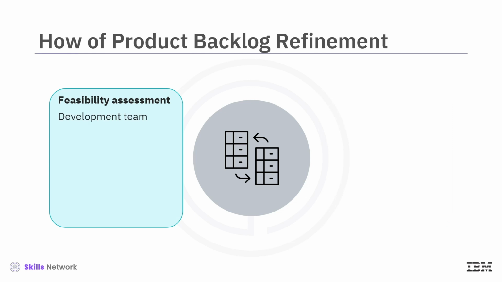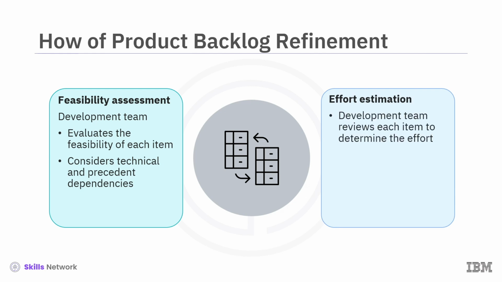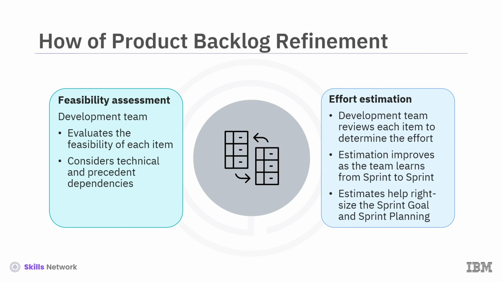The development team evaluates the feasibility of each item through consideration of technical and precedent dependencies. Sometimes, the expertise of the team is also considered in this assessment. The team continuously reviews each item to determine the effort required to develop it. This estimation often improves, less effort required, as the team learns from sprint to sprint. These estimates help right-size the sprint goal and sprint planning for each sprint.